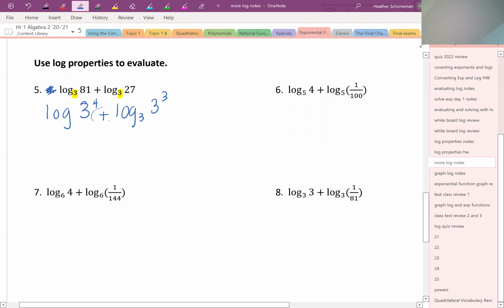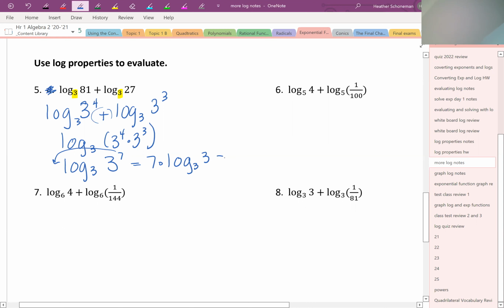Now, because of this addition, I can combine them into one using multiplication. So I have log base 3 of 3 to the 4th times 3 cubed. In the parentheses, I can combine those by adding the exponent. So it's going to be log base 3 of 3 to the 7th. Move the 7 out front, so it's 7 times log base 3 of 3. Well, that means I've got 7. Log base 3 of 3 is 1. 7 times 1 is just 7. And there is my answer.